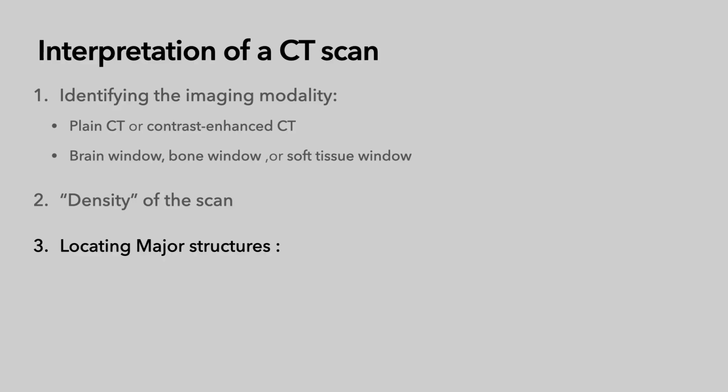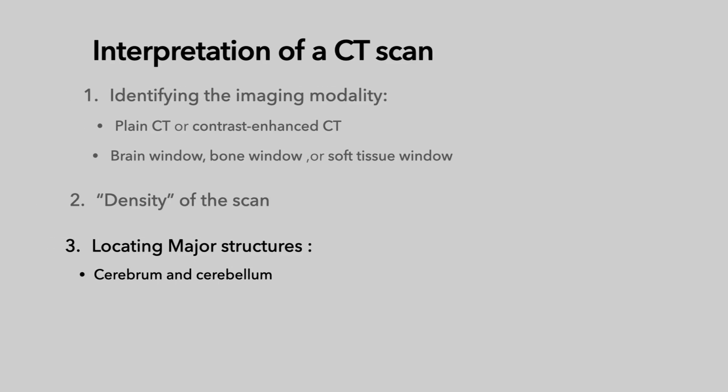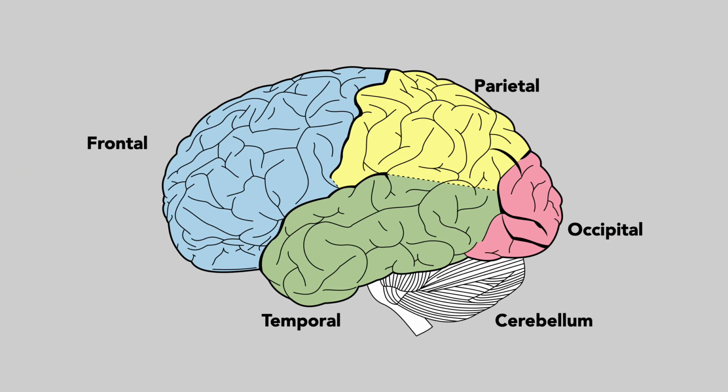Now we have to identify major structures within the CT scan, and this is just at an introductory level, so you have an idea where your head is from your feet. First off, the cerebrum and cerebellum, very basic imaging. The cerebrum is divided into the frontal lobe, parietal lobe, occipital, temporal, and the cerebellum.